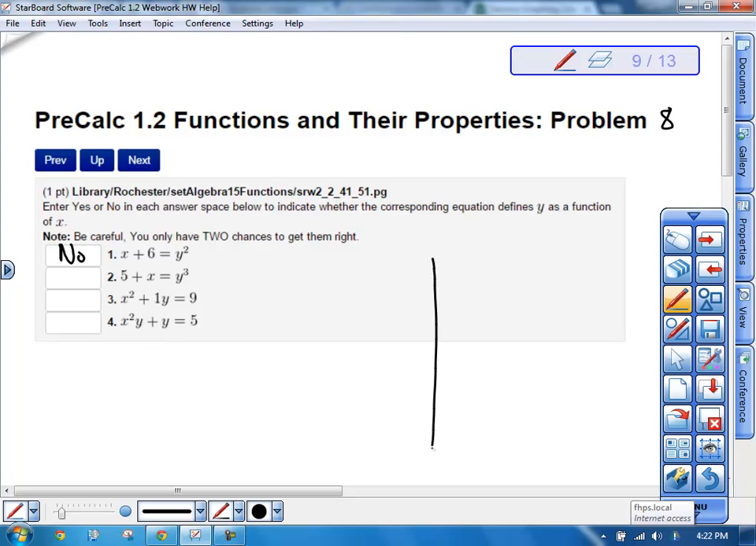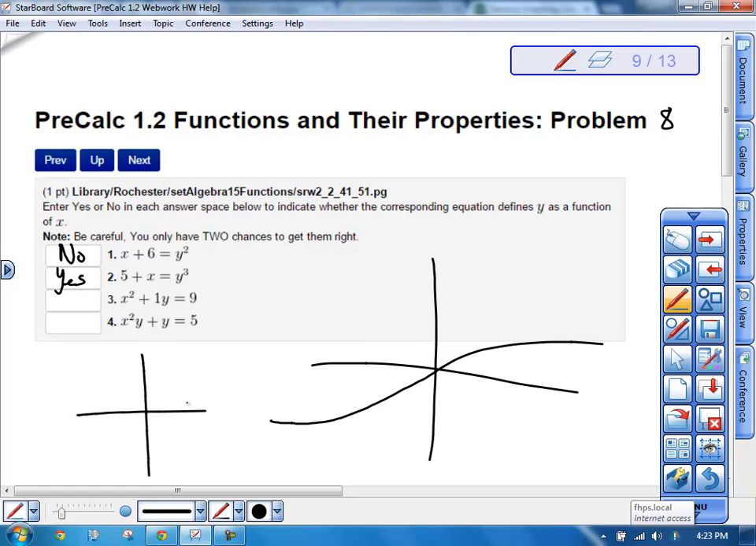Okay, this next one is a cubic function that's been tipped over, so it looks like that. So that would pass the vertical line test. The next one ends up being a parabola, which definitely passes the vertical line test. Next one is a weird function that looks kind of like this. If you graph it in your graphing calculator, that passes the vertical line test as well.